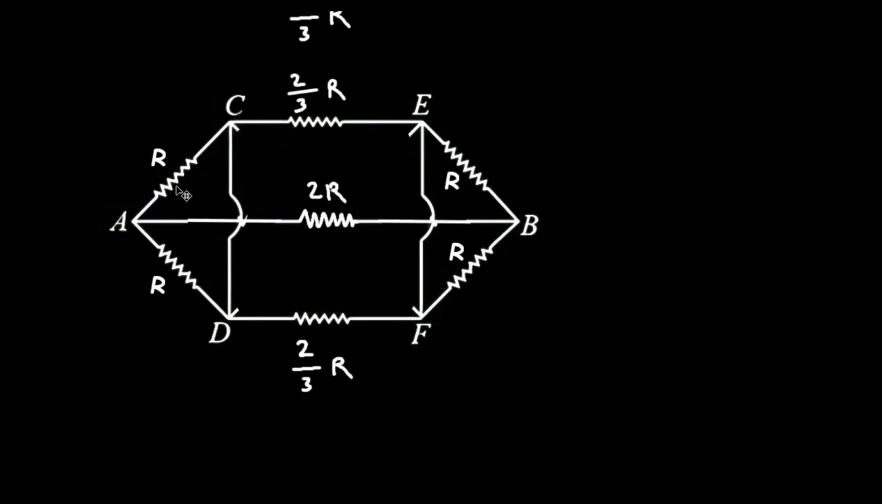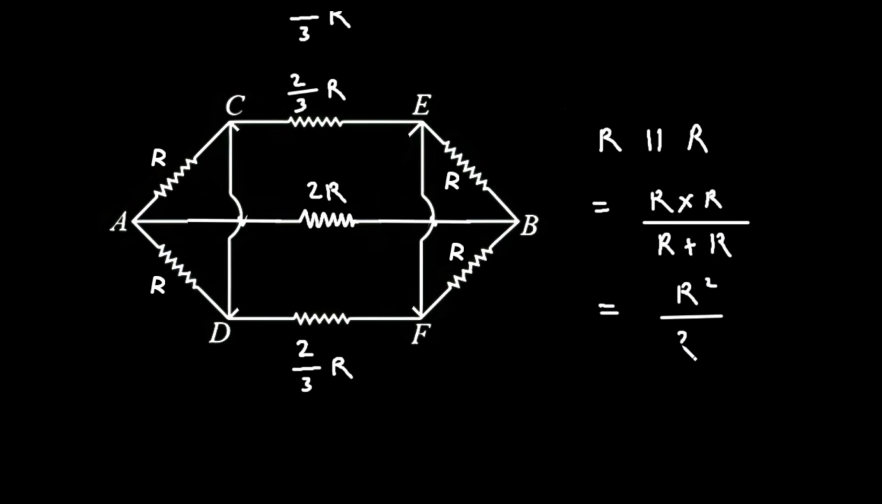So now if we solve this R parallel with this R, it will be a single resistance of, now R parallel with R, it will be simply R into R divided by R plus R. So it will be R square divided by 2R. So it will be simply 1 by 2 R. Now we can replace these two resistances with a single resistance of 1 by 2 R.